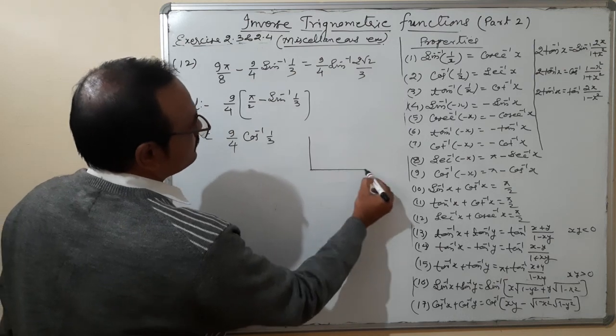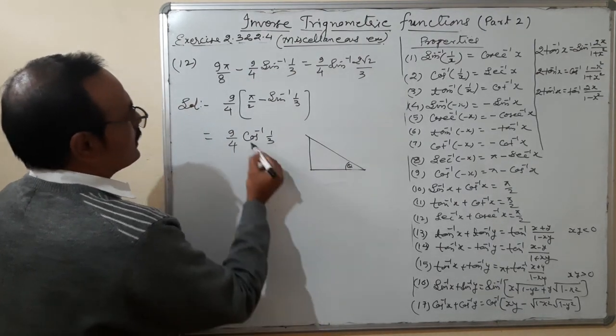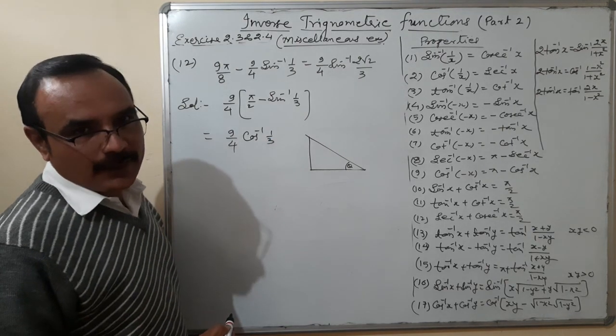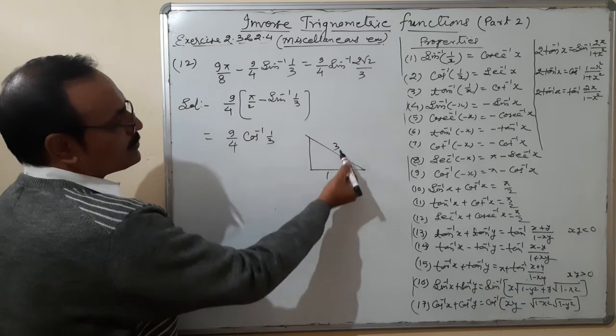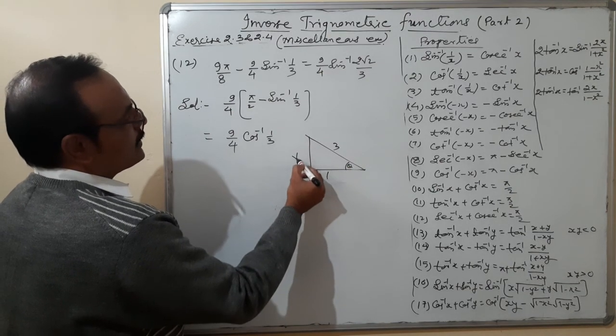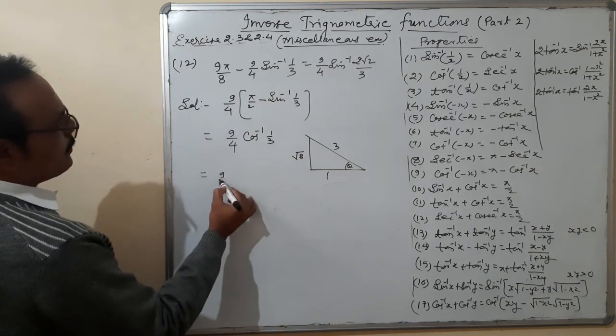Suppose this is theta, cos inverse 1 by 3. Cos is base upon hypotenuse, 1 upon 3. Using Pythagoras theorem, 3 squared is 9, minus 1 is 8, so the perpendicular is under root 8. Okay, so that means it is 9 upon 4.